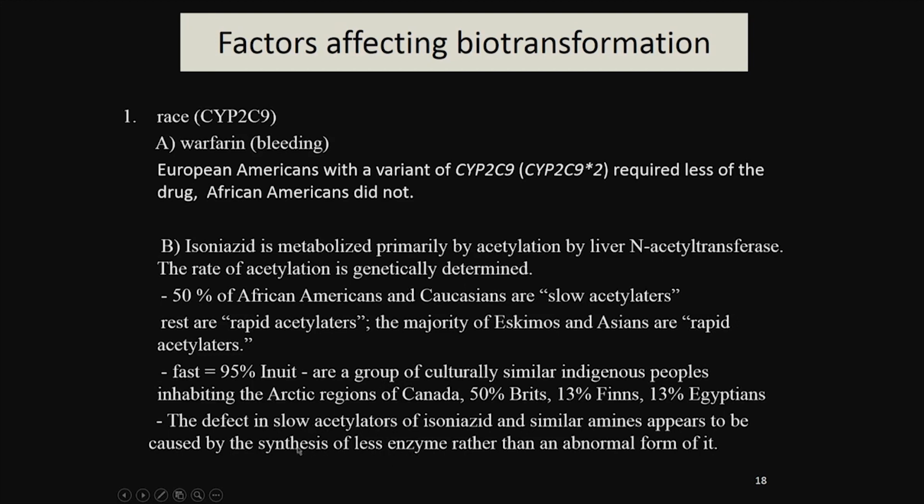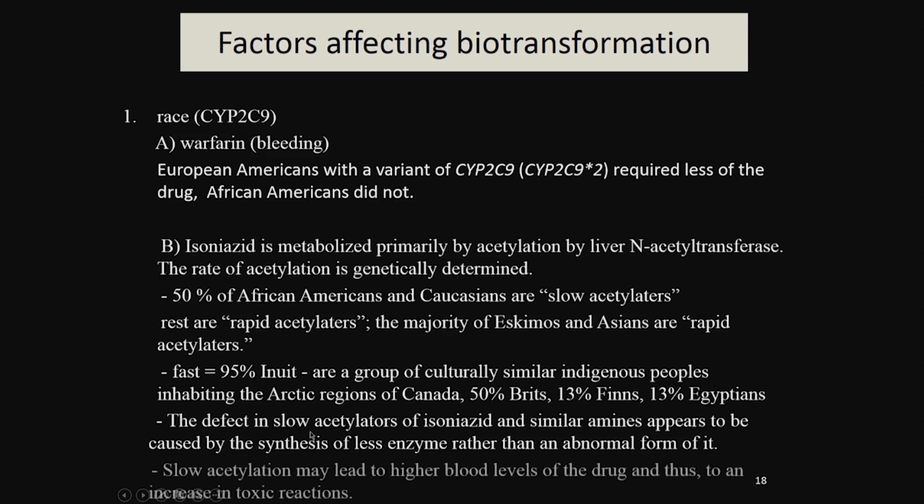So why does it happen? The amount of enzyme that is synthesized is very low, so the drug does not get acetylated very fast. That is the big problem. Slow acetylation may lead to higher blood levels of the drug, so it increases the toxic reaction. The drug will not be toxic in Asians, who are fast acetylators, but is toxic in African Americans and Caucasians. So, same drug, race plays a very important role.